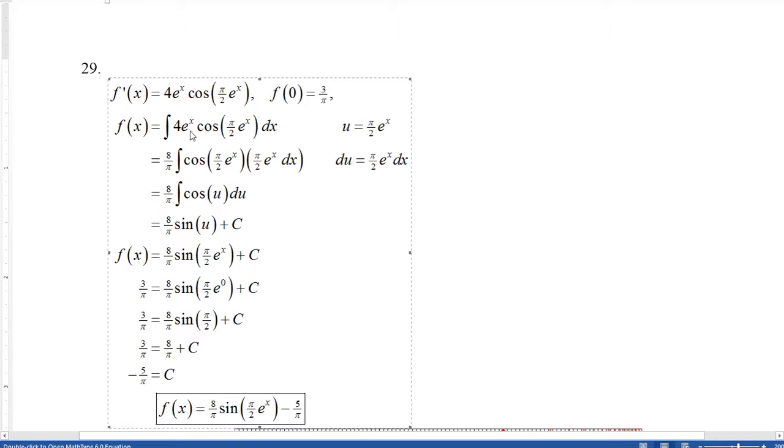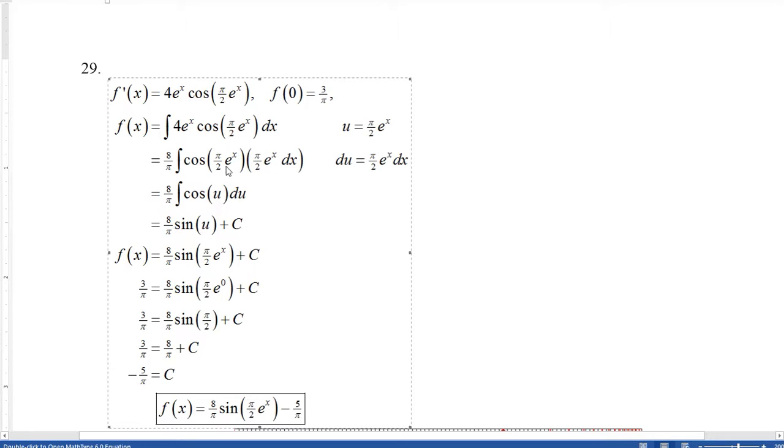There's the dx. Here's the e to the x, and we can stick in a pi over 2 as long as we put a 2 over pi out front. So that's accounted for. Here's our cosine of pi over 2 e to the x. And I put the 4 out front with the 2 over pi, so 4 times 2 over pi is 8 over pi. So it gives us 8 over pi out front.